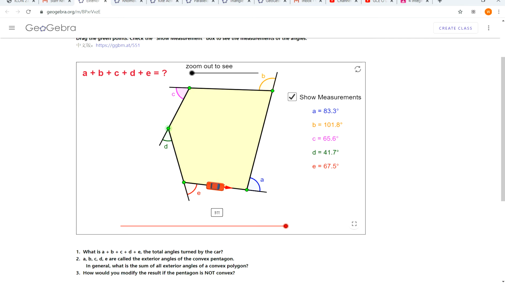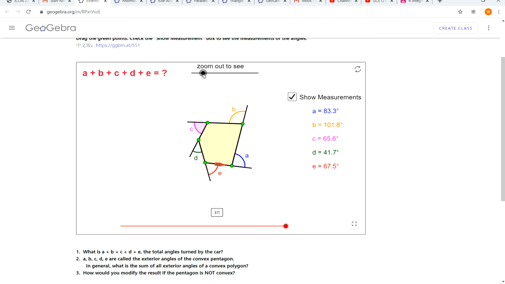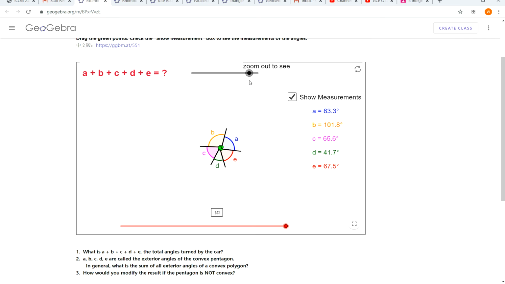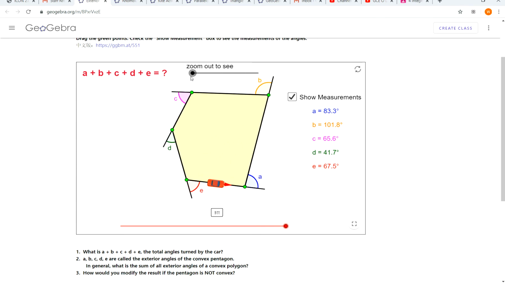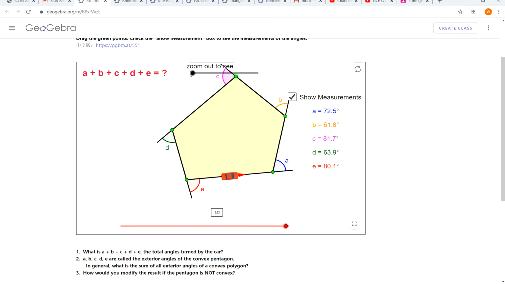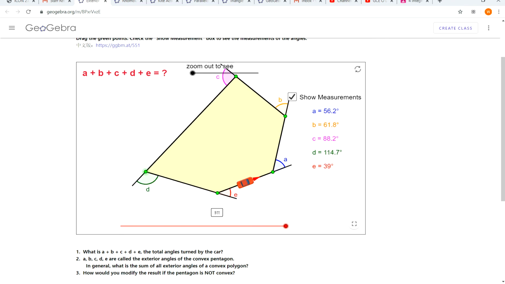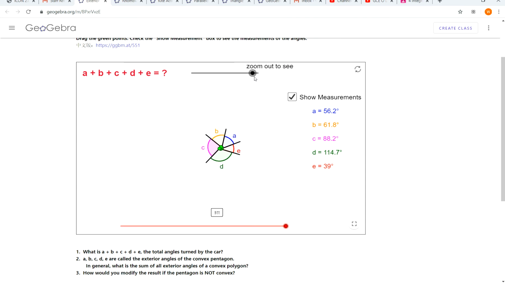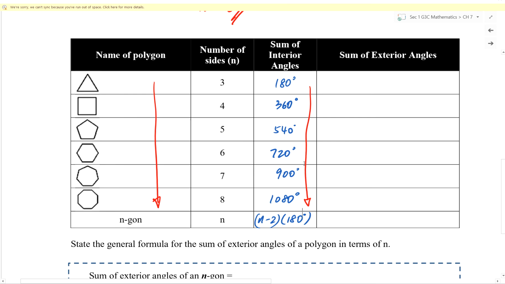Let me show you something else. What if I zoom out? What do you see happening? What do you see now? Angles at a point. It is angles at a point. So no matter how many sides there are, no matter whether it is a regular or irregular polygon, if I were to zoom out, I will always get 360 degrees. Okay? Let us just verify that quickly with a triangle.